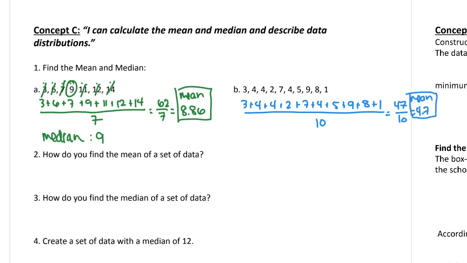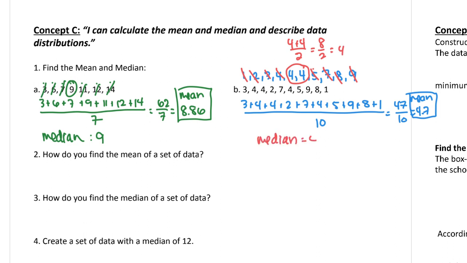All right, to get the median, we have to put these numbers in order. So I'm going to put it in order. And now we need to find the middle. So again, I like to cross off from both ends. In this case, since there's an even number, we have two numbers in the middle, so we would just find the average, 4 plus 4 divided by 2, which is just going to be 4. So that means my median is equal to 4.